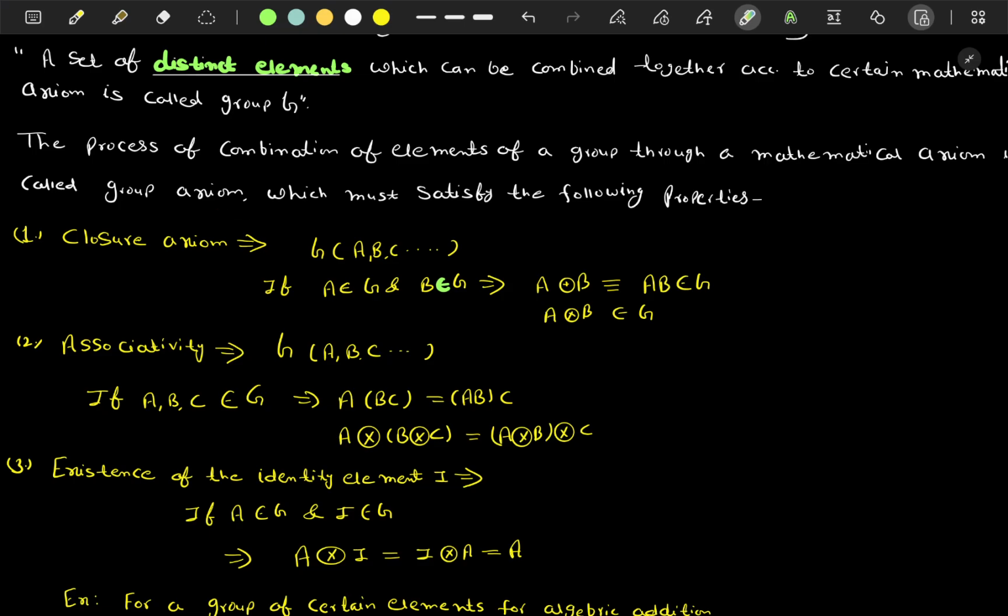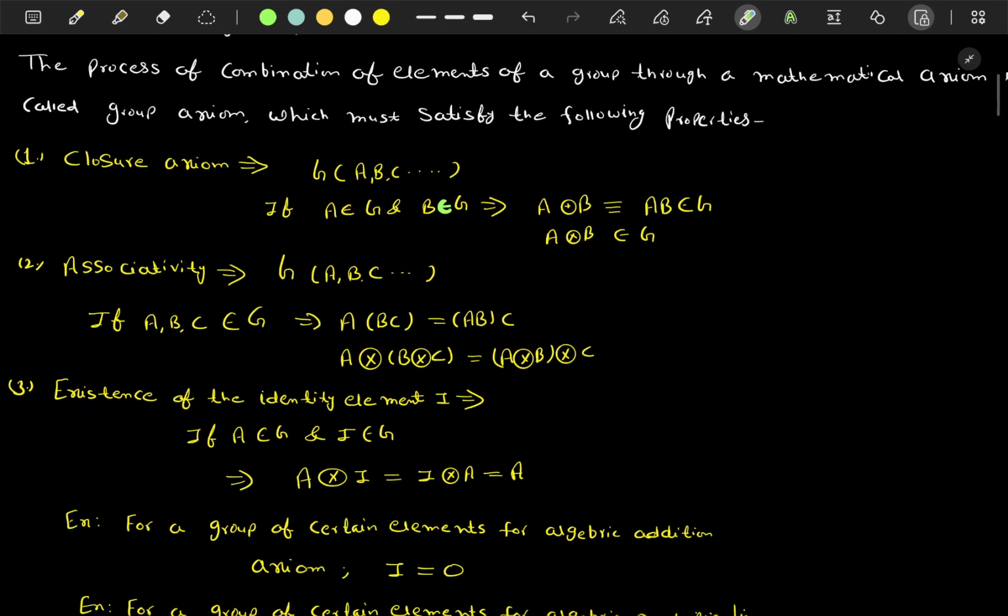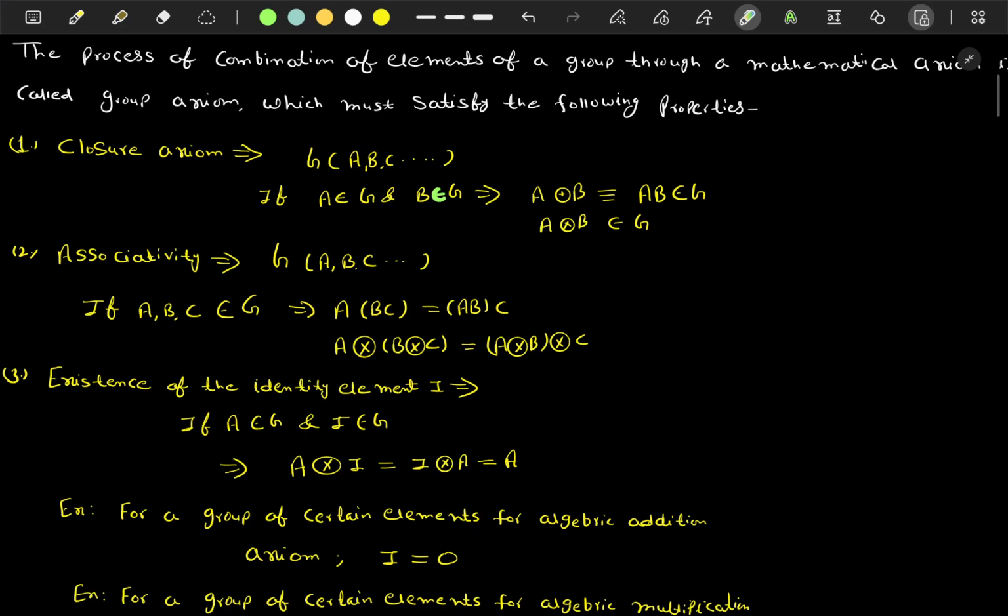What is a group axiom? The combination of elements of a group through a mathematical condition, because of which a mathematical equation is said to be true for defining a group, is called an axiom. It must satisfy the following properties. What is the first property? To become a group, the closure axiom or closure property.